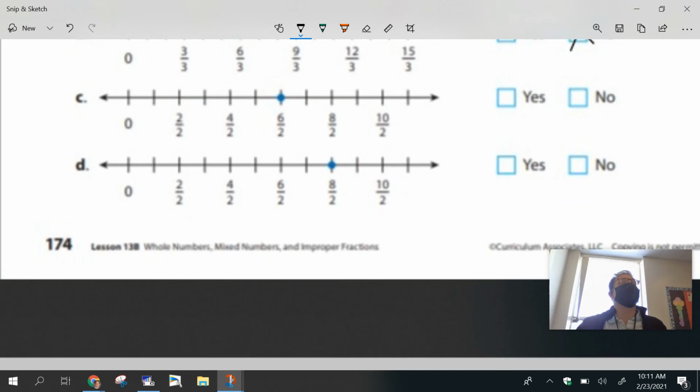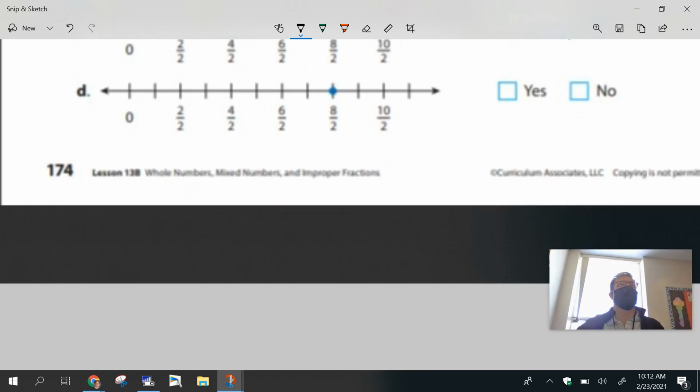C, 6 halves. Does 6 halves equal 4? Finley. No, what does it equal? 2 times what gives you 6? 3. So this equals 3. Okay. 8 halves. Does 8 halves, Morgan, equal 4? Yes. This equals 4. Okay.